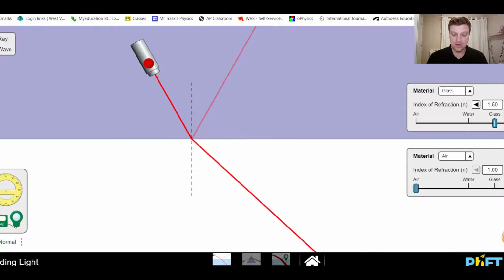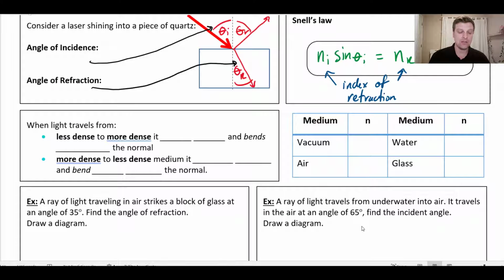All right. So let's just make a quick note of that. Less dense to more dense, it's going to slow down and bend towards the normal. When you go from more dense to less dense, it's going to speed up and bend away from the normal.